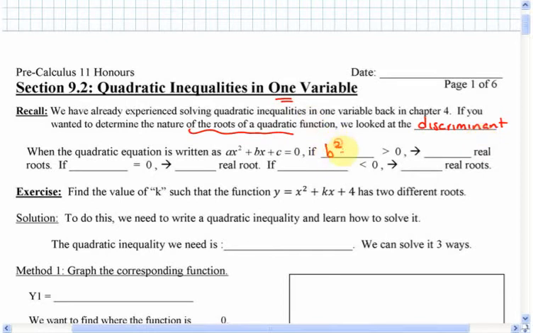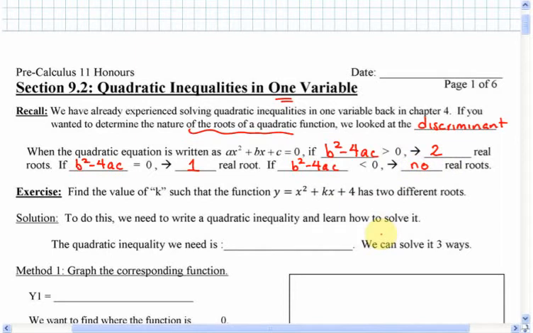Okay, so if b squared minus 4ac was bigger than 0, then how many answers did you have? 2, right. And if b squared minus 4ac was equal to 0, which you had on your last test, of course that's one real root. And if b squared minus 4ac, which equals the discriminant, was less than 0, how many roots do you have? No real roots. Okay.